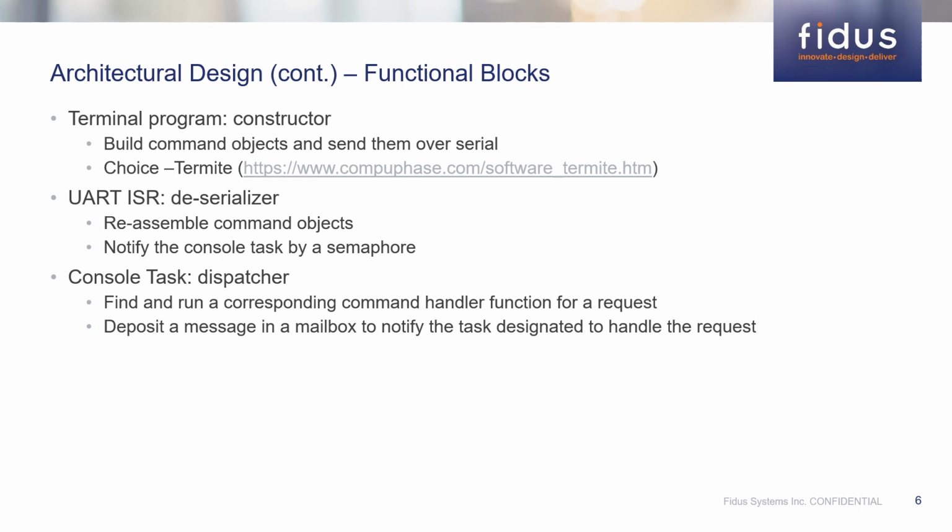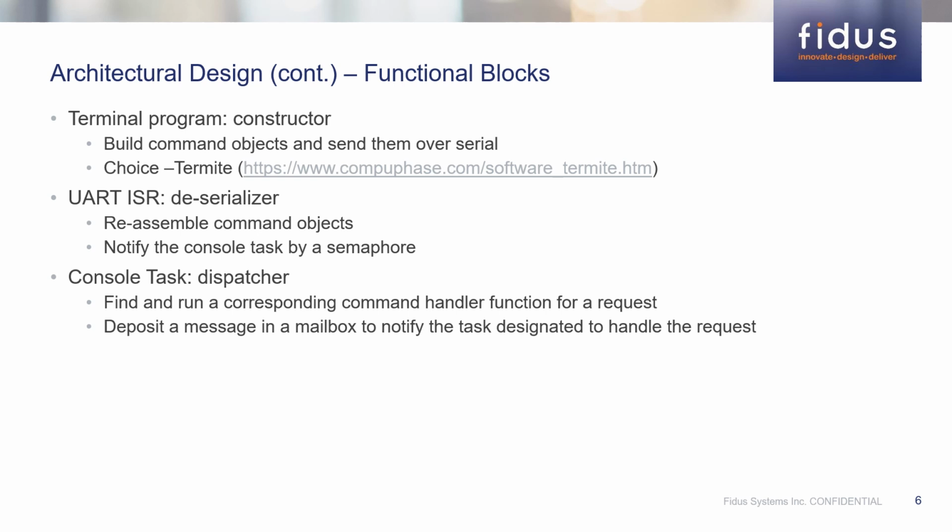The second functional block is UART, the interrupt service routine for the serial port. Its sole functionality is to assemble command objects from serialized data over the console interface. So it is a deserializer. Once a command object is reassembled, it will notify a console task of the availability of such command object via a semaphore. The third functional block is a console task.